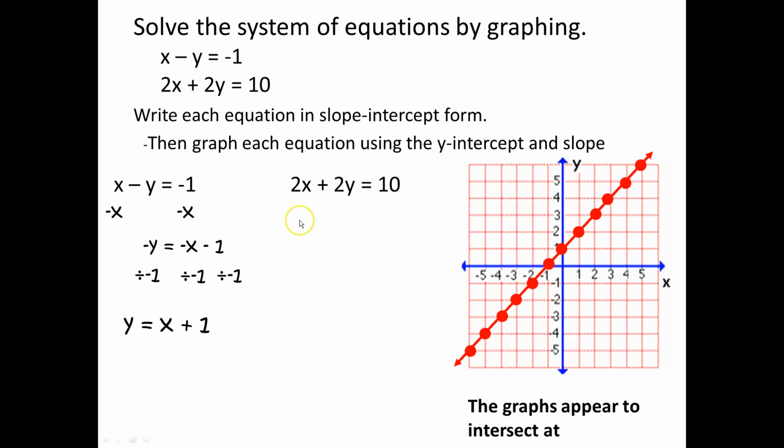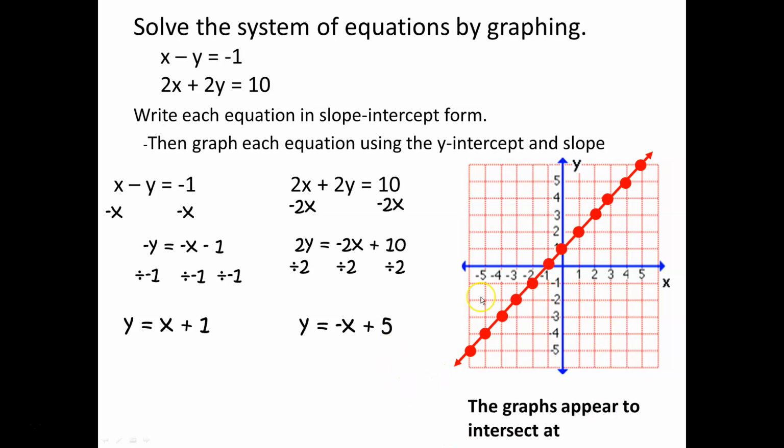Now let's do this other equation. We have 2x plus 2y equals 10. We want to get rid of that x first. So we subtract the 2x from both sides. That gives us 2y equals -2x plus 10. Our y is not all by itself yet. We have to divide off that 2. So we're going to divide everything by 2. And we get y equals -x plus 5.